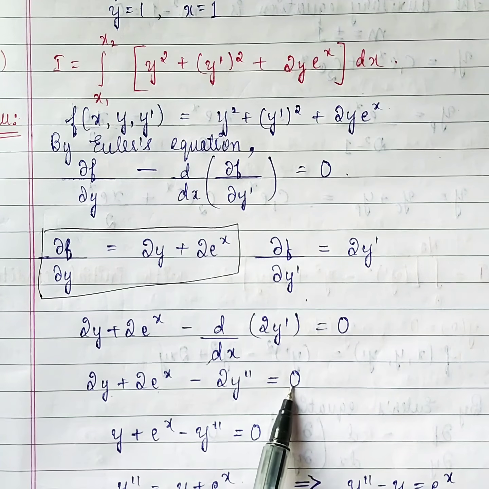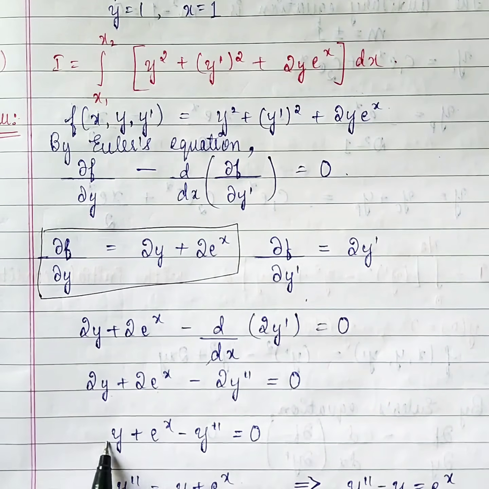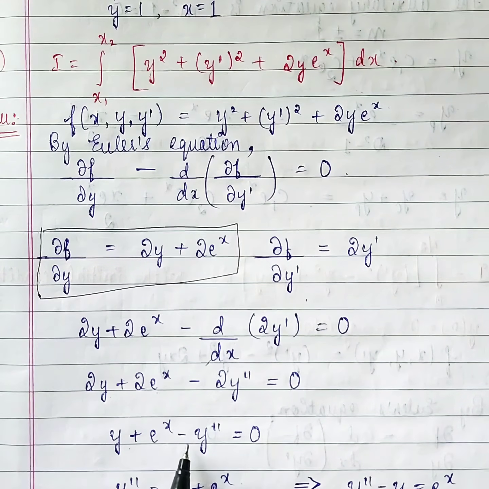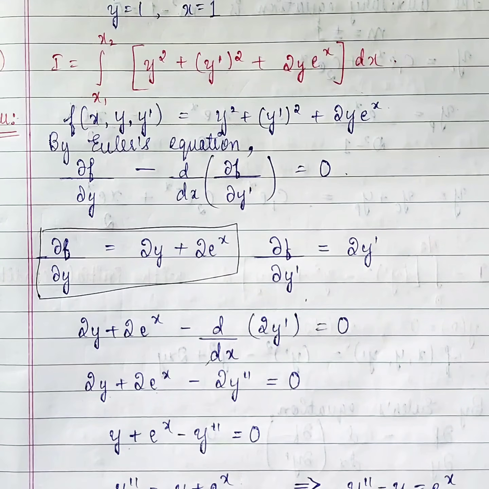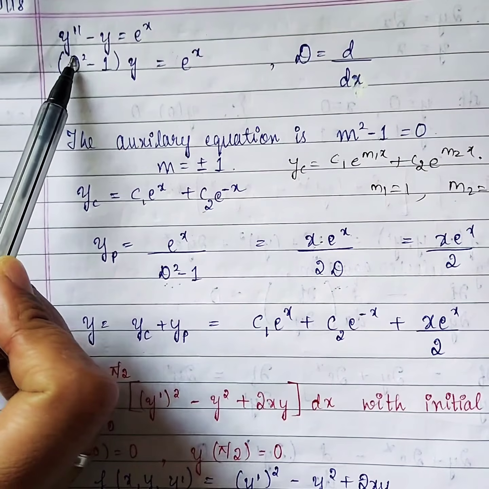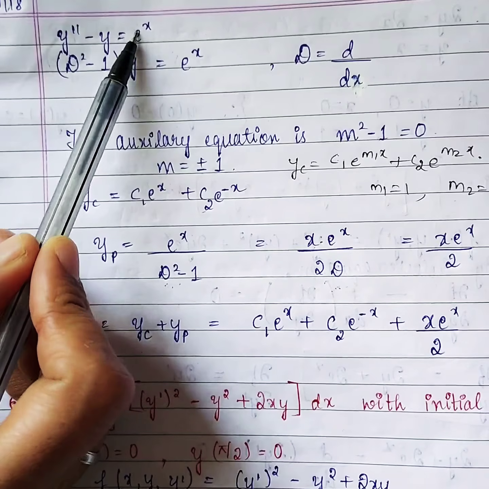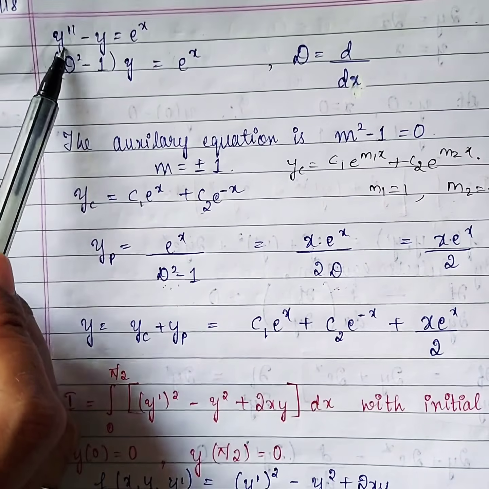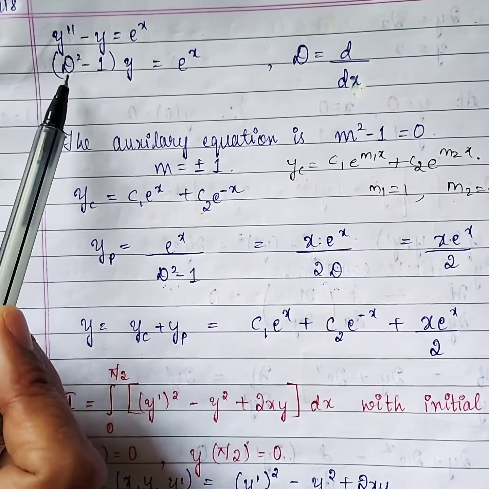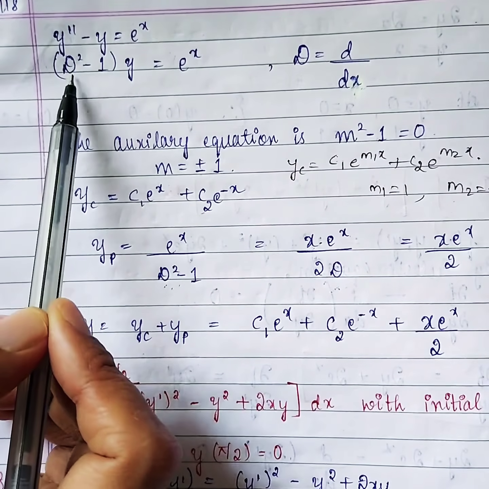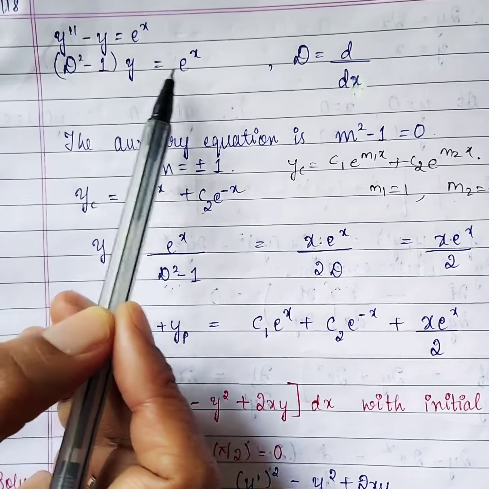This is the given differential equation, and I am taking 2 common to the other side, so automatically it will become 0. Y plus e power x minus y double dash is equal to 0. This is a second order differential equation. Now we got a second order differential equation, that is y double dash minus y is equal to e power x. And if it's a simple second order differential equation, I can integrate twice and get the answer. And here the procedure is writing in this format: y double dash, let capital D is equal to d by dx. So if I replace this, what I will get, d square minus 1 into y is equal to e power x.